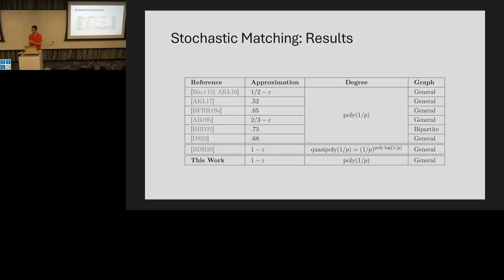In our result, we get best of both worlds. We get 1 minus epsilon approximation using only poly 1 over P degree. And there is a simple lower bound that shows you need at least 1 over P degree.